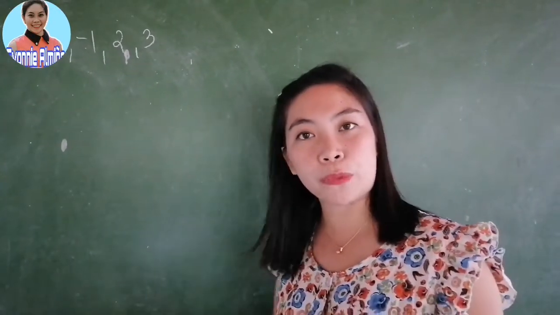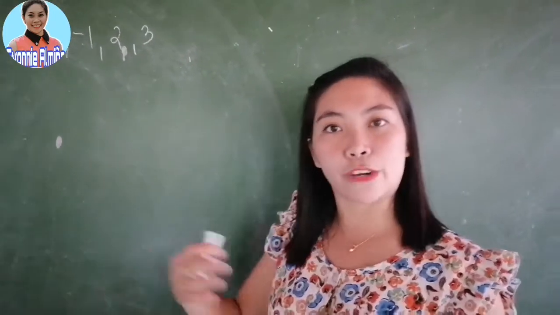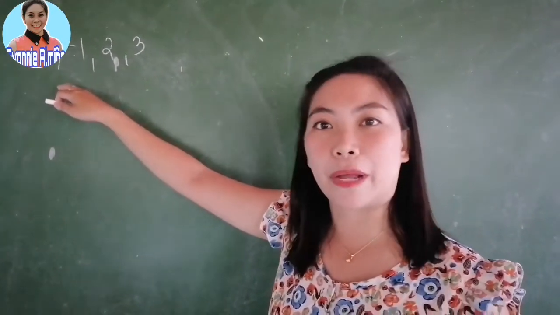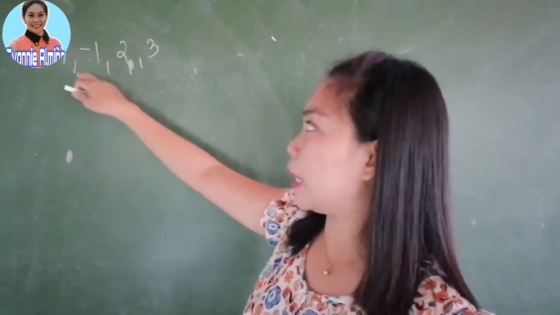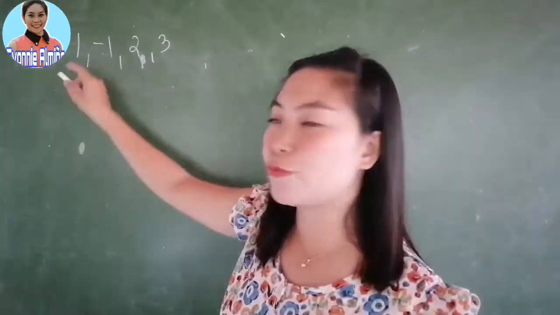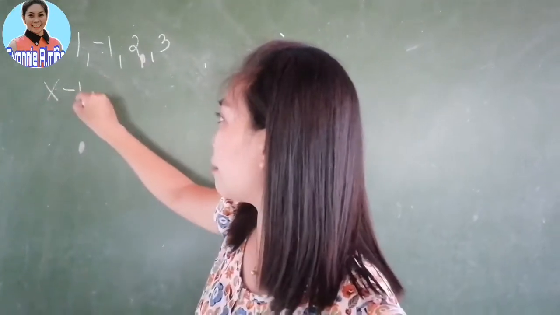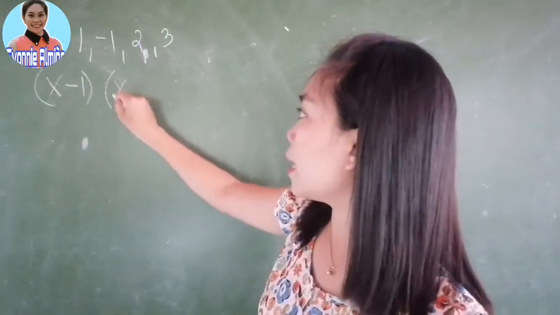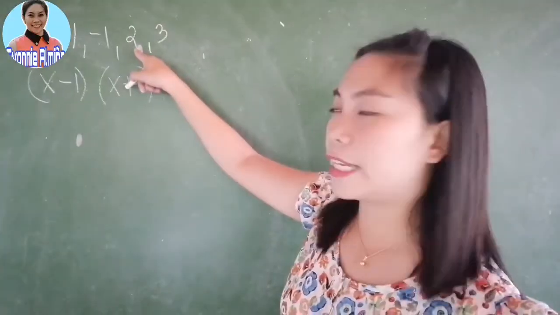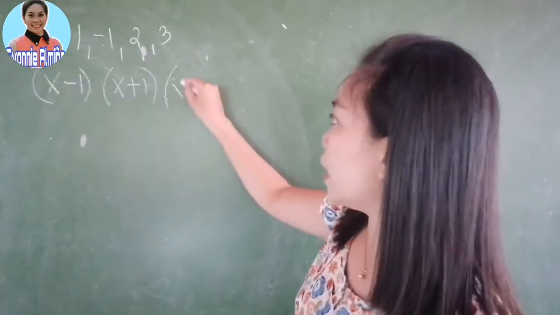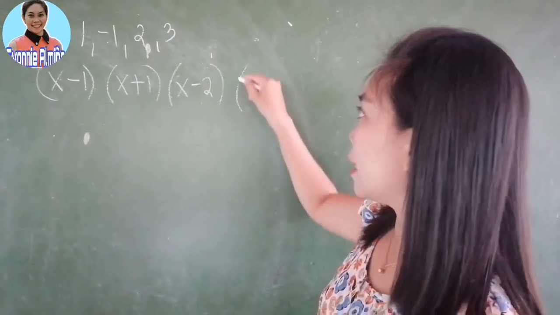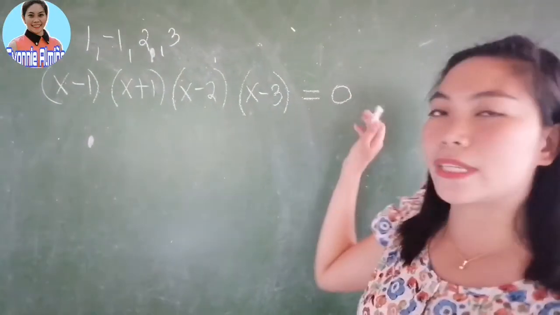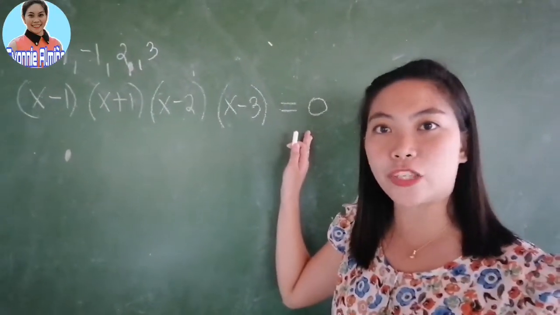So when it is a factor, we studied from our previous video that we should create it as a binomial. So we will make binomials. So the positive 1, we make x minus 1. The negative 1, we make x plus 1. Same goes with 2 and 3. We have x minus 2 and x minus 3 that is equal to 0 since we're talking about a polynomial equation.